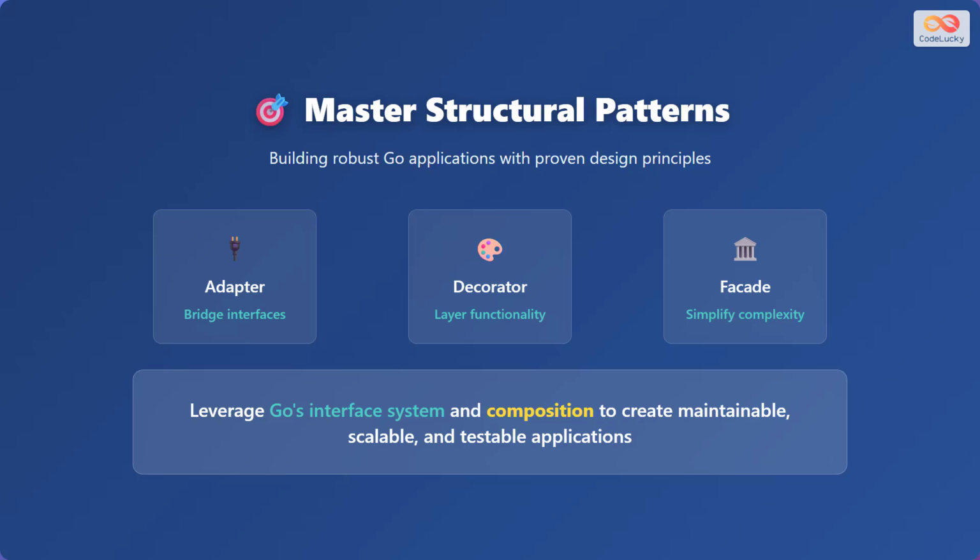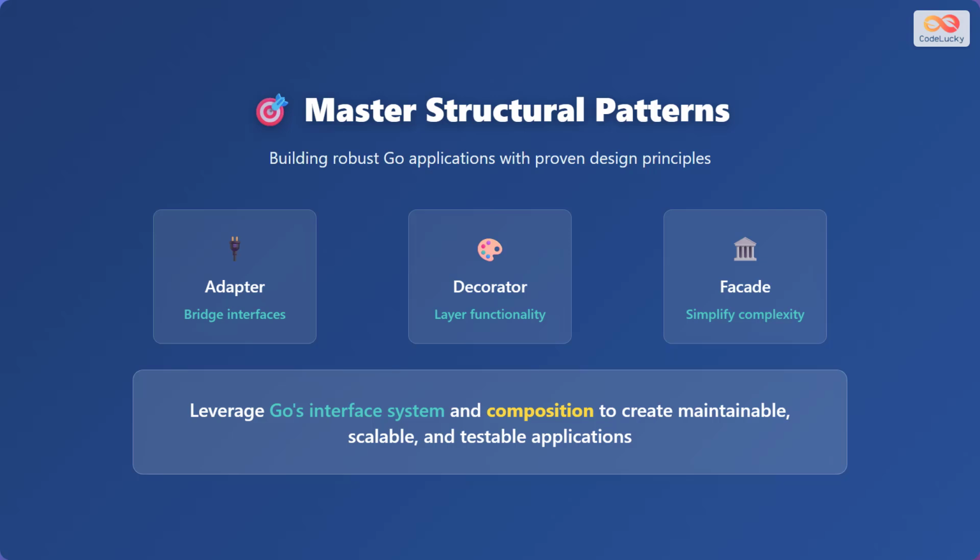Congratulations! You have now mastered the 3 essential structural patterns in Go. Let's recap what you've learned. The adapter pattern helps you bridge interfaces when you need to make incompatible systems work together without modifying existing code. The decorator pattern enables you to layer functionality dynamically, adding behaviors at runtime while maintaining the same interface contract. The facade pattern allows you to simplify complexity by providing a unified interface to complex subsystems.